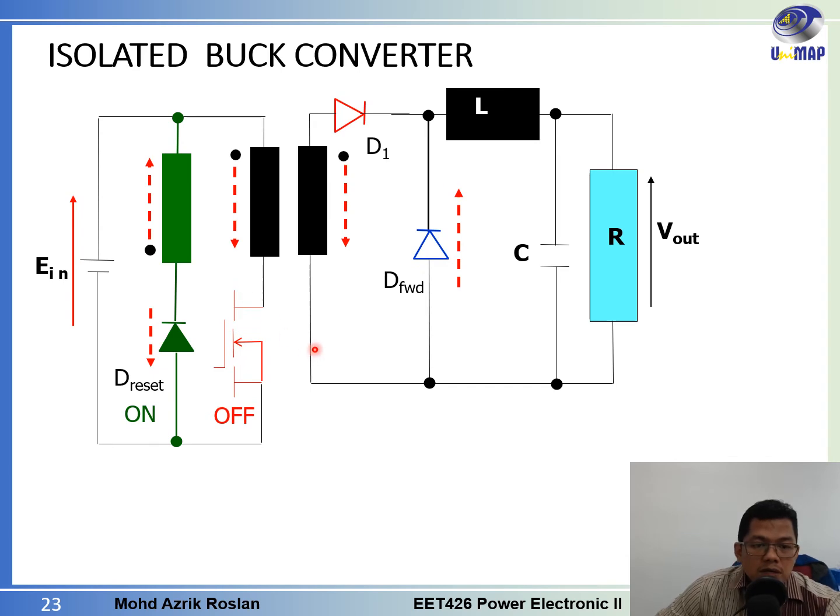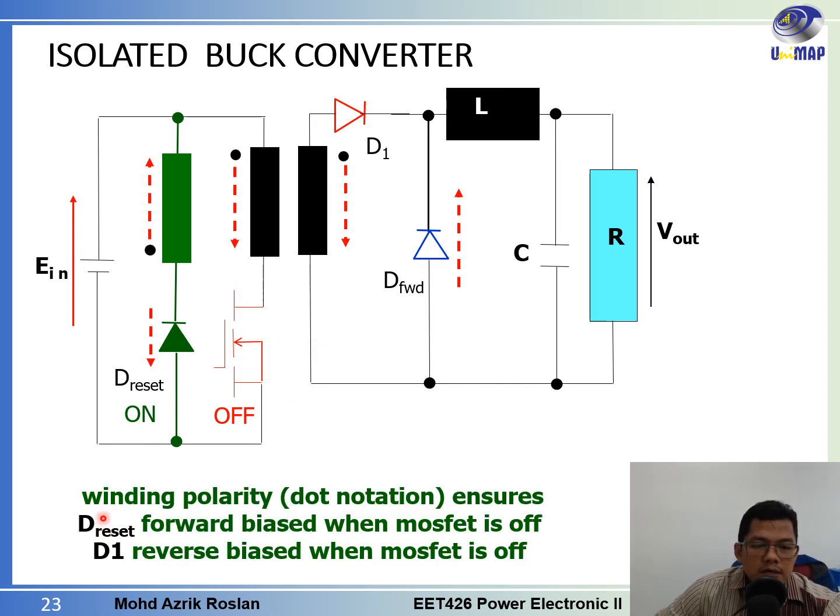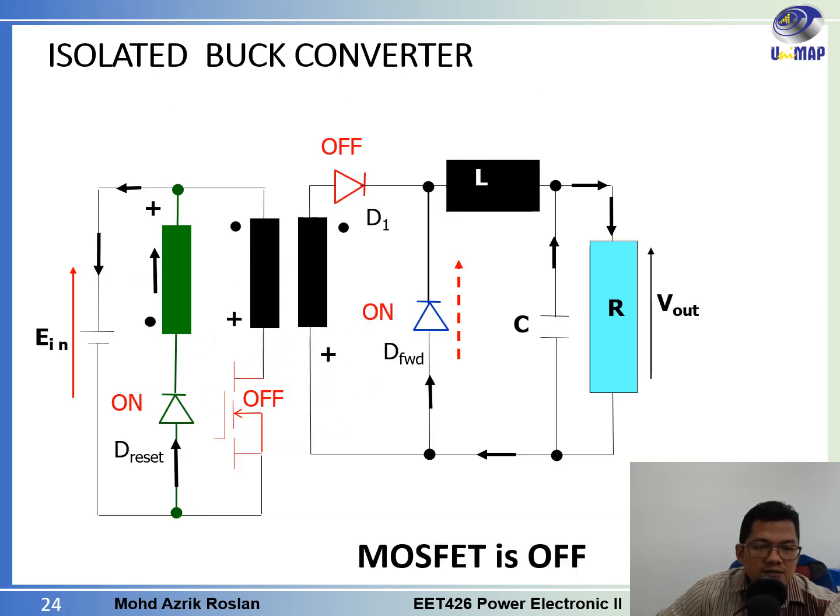Now what will happen? The winding polarity dot notation will ensure that D reset is forward biased when the MOSFET is off, and D1 is reverse biased when the MOSFET is off. Now we have the MOSFET off. We will see how the current flows here.